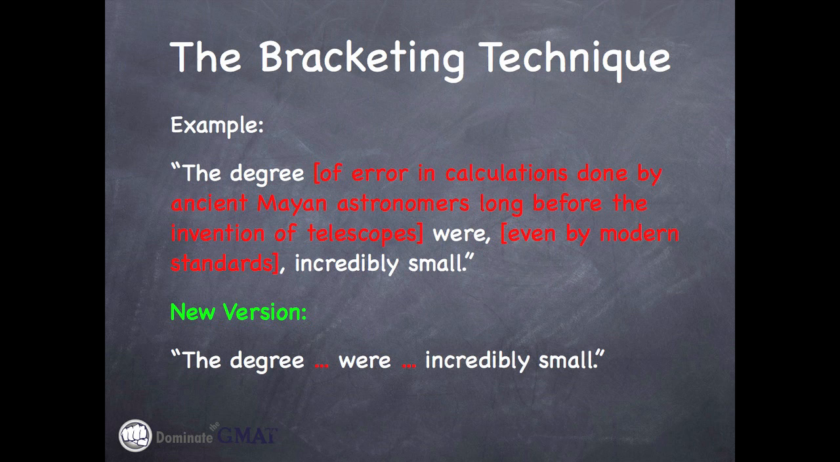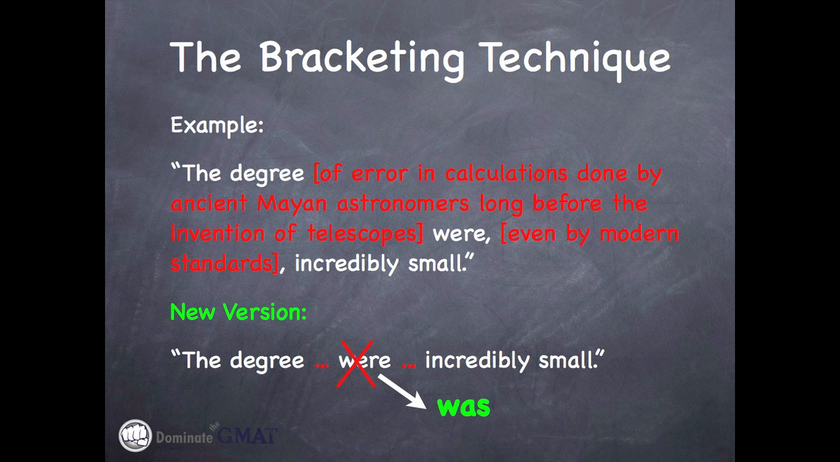The degree of what? The degree of blah, blah, blah. I don't care. The GMAT's trying to distract me, right? Were what? Well, even by modern standards. Okay, well, I don't care. Were what? They were just incredibly small. And once we have it pared down, now, maybe you picked up on this, hopefully you did. If you didn't, is it more obvious to you now? Is there a mistake there? Yeah, of course. The word were needs to be changed to was.